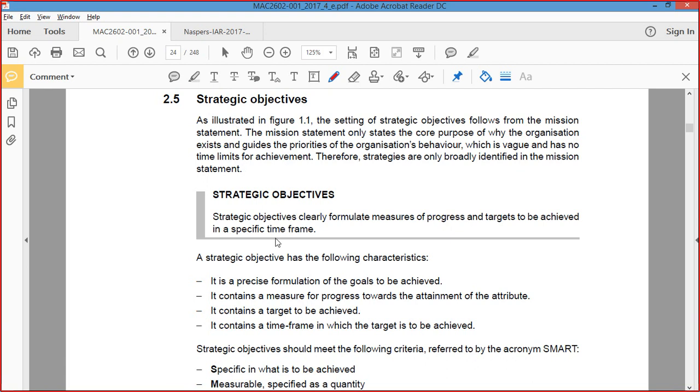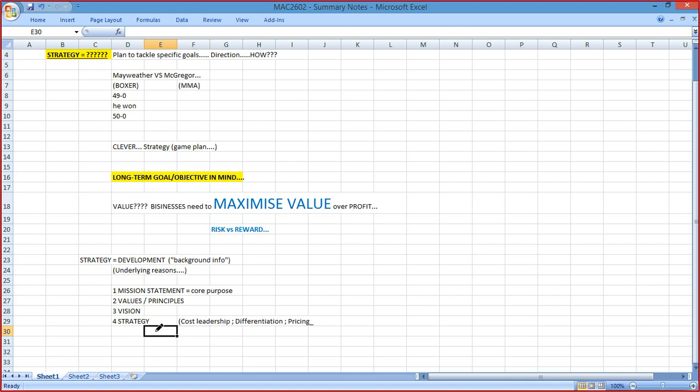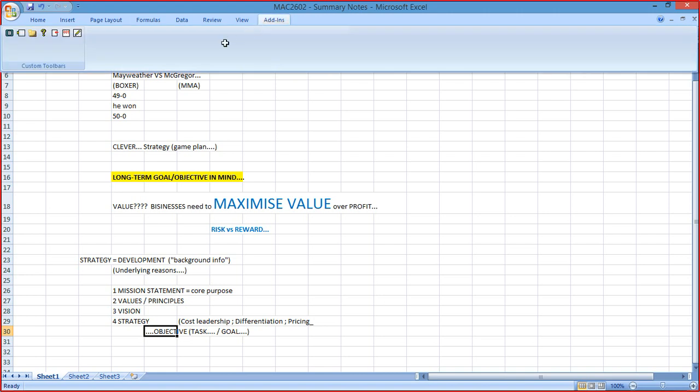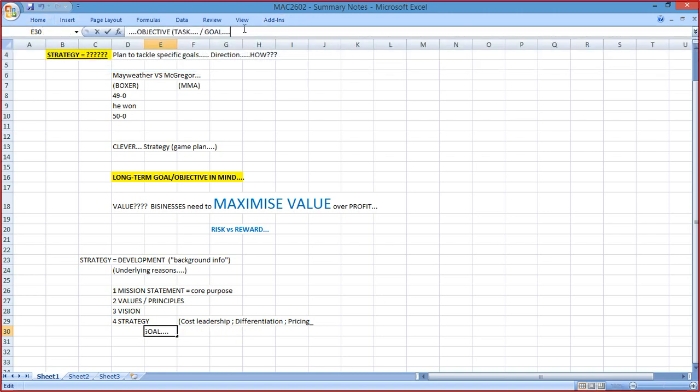The last bit over here is looking at strategic objectives. This is taking the strategy one step further. What is an objective? What we're trying to achieve. Yes, I would say an objective would be something that has to be done. It's like a task almost. Okay, goal, or deliverable. That might be even better. What are you going to deliver? What's the deliverable? Okay, that's what we're looking at there.